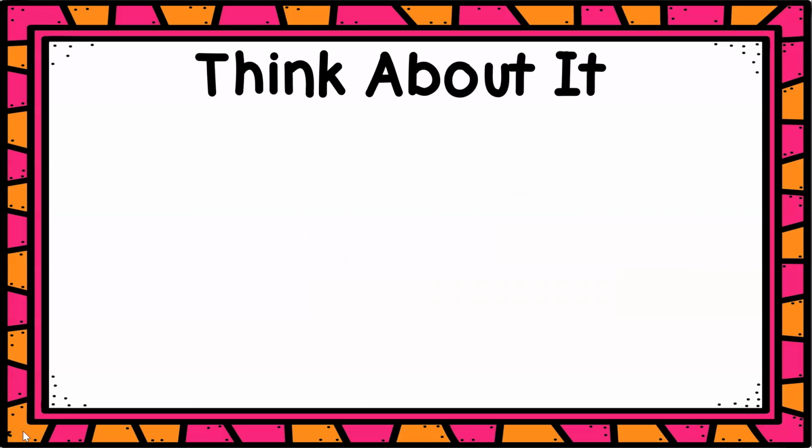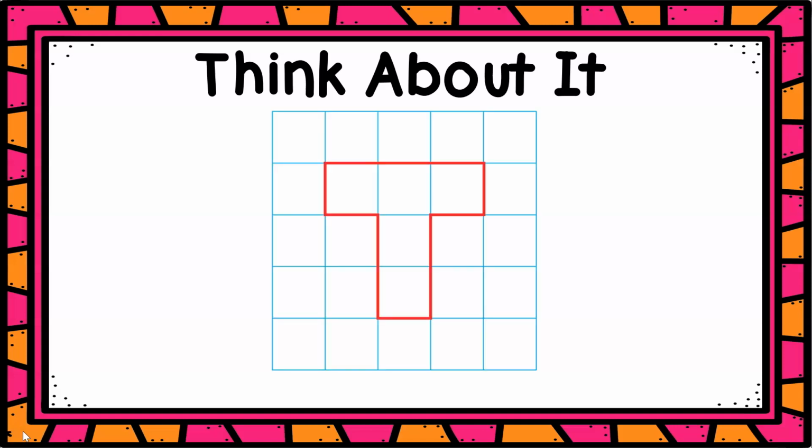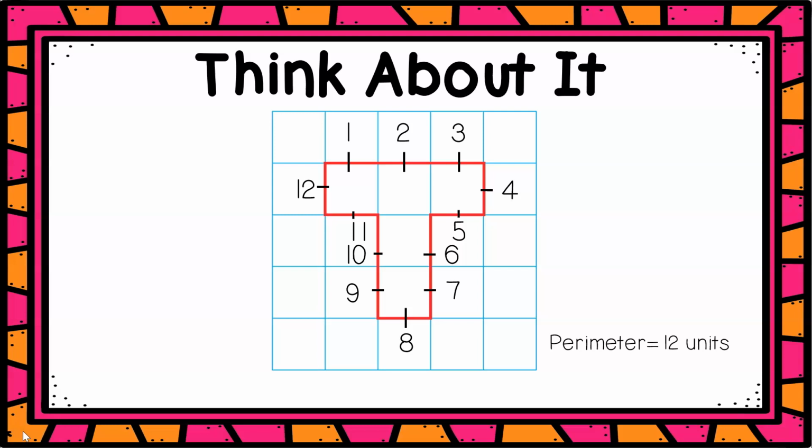We are going to move on to our last 2 examples. These 2 examples are going to ask us to use the same skill to find the perimeter, but the figures will be irregular shapes, or shapes that are not perfect rectangles. Here's the first one. Now we are ready to start counting the units that make up the perimeter. Ready? 1, 2, 3, 4, 5, 6, 7, 8, 9, 10, 11, 12. That means that the perimeter of this figure is 12 units.